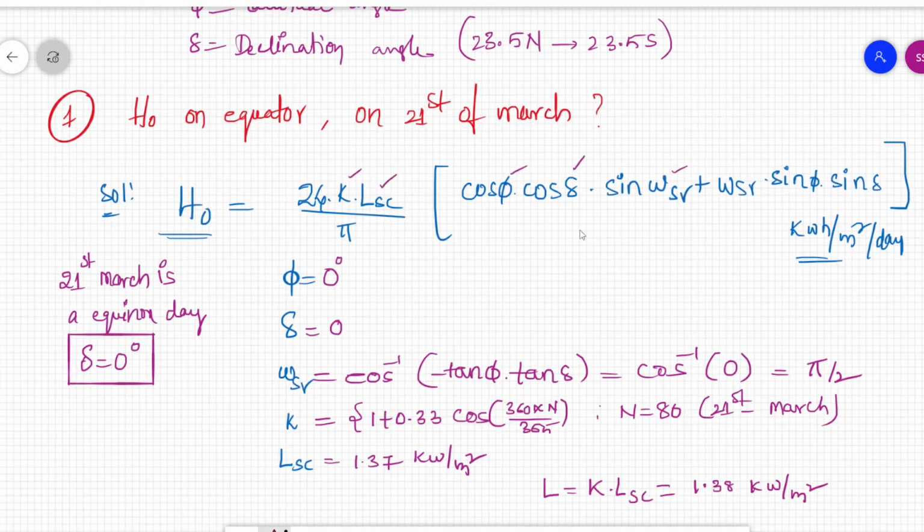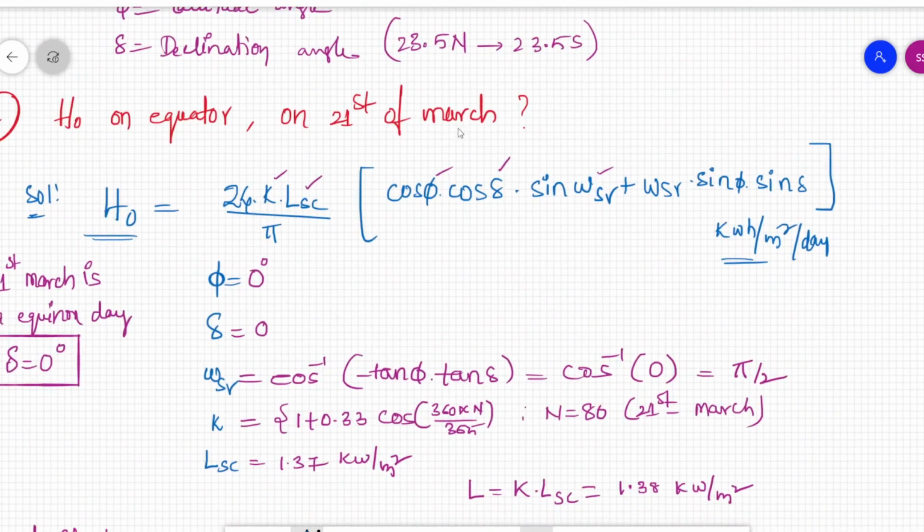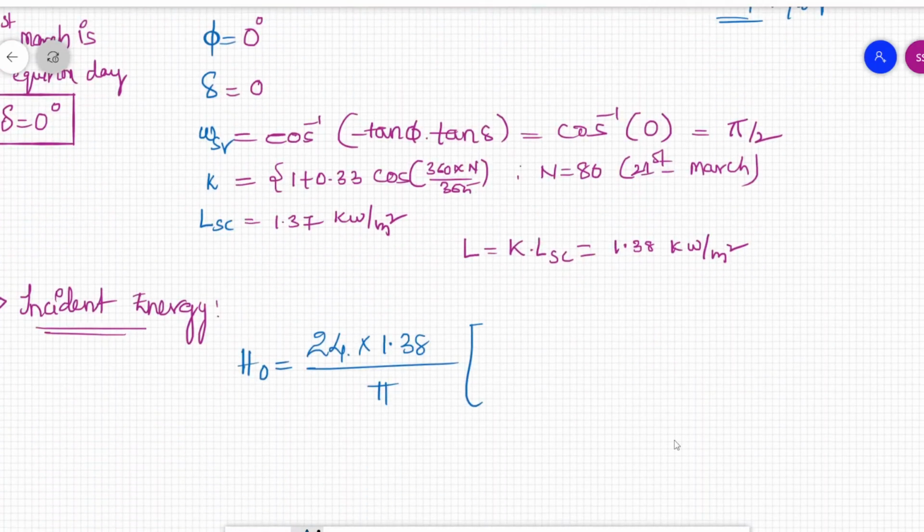So we can substitute all the factors here and find our incident energy. Incident energy H naught equals 24 into K into LSC, which is 1.38 kilowatt per meter square, by pi into the bracket. In the bracket, cos pi is 1 and cos delta is 1, so it will be 1 into 1 into sin omega SR. Here omega SR is pi by 2, and sin pi, that is sin 0, is 0, so the entire second term becomes 0. So we are left with only sin omega SR in the bracket.